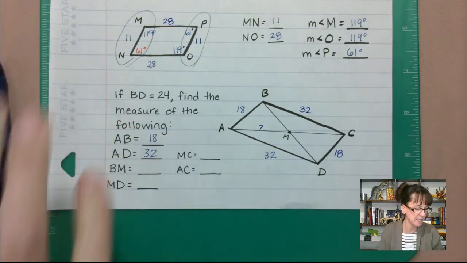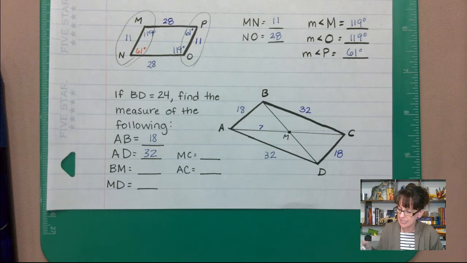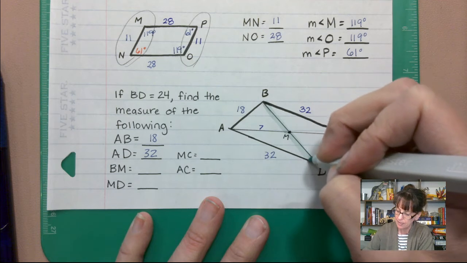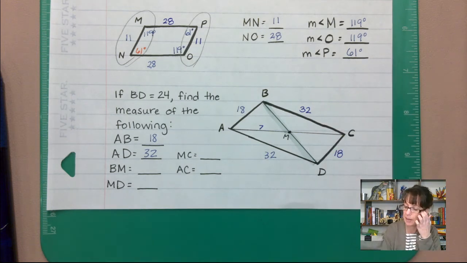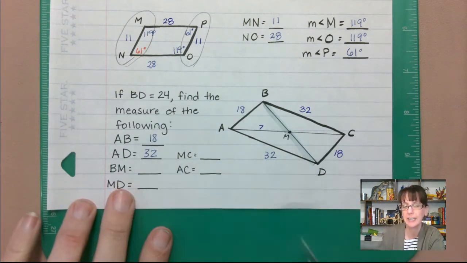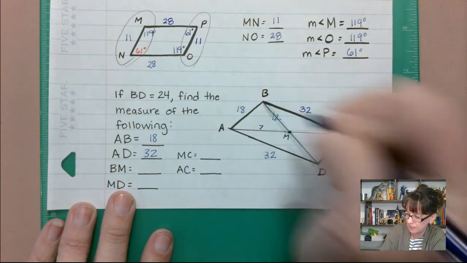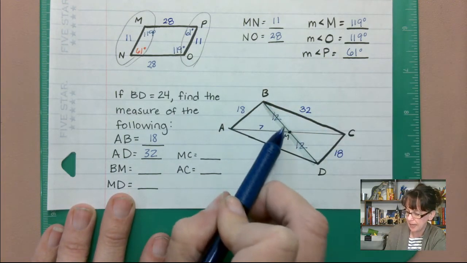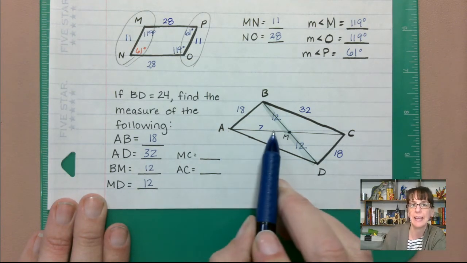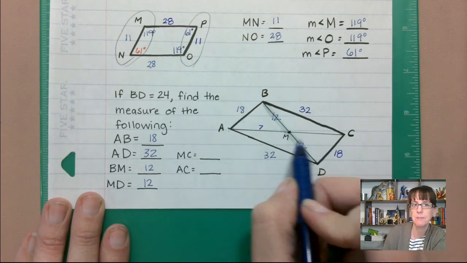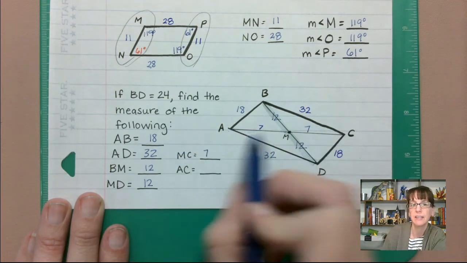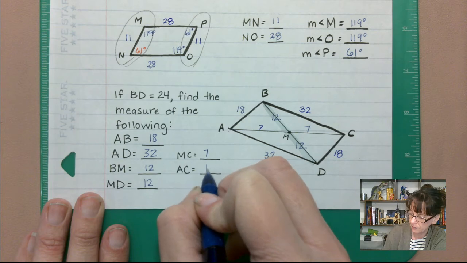Now let's talk about those bisectors there. We have BD is 24. So here is BD. That whole thing is 24. If you recall, they bisect each other, which means they cut it into two equal parts. So 24 cut exactly in half would make this guy 12 and this guy 12. So BM and MD are both going to be 12. Now, because we already know that AM here is marked as 7, that means MC is also going to be 7. And if both of these are 7, then the entire AC is going to be 14.